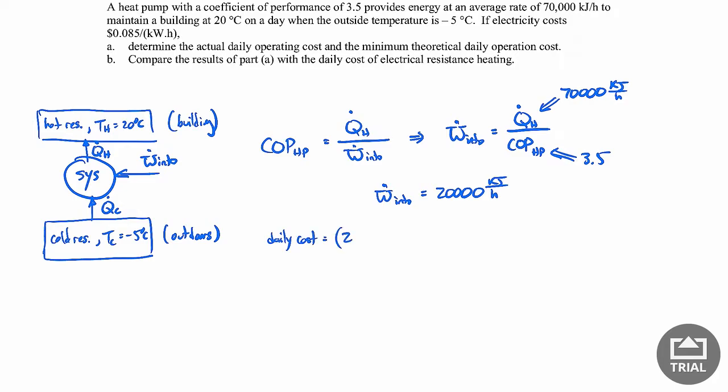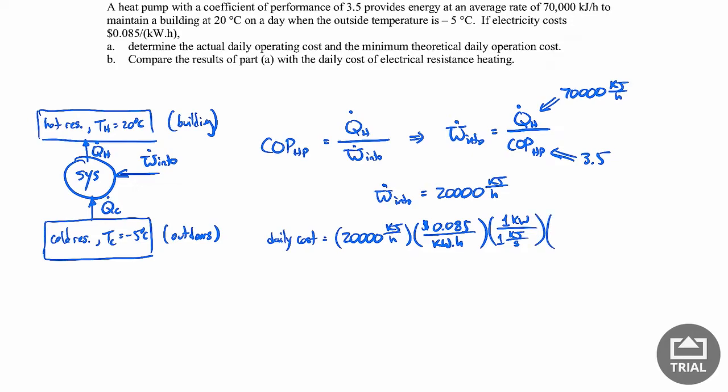It will be our power, 20,000 kilojoules per hour, multiplied by the cost of electricity, which was 0.085, so 8.5 cents per kilowatt hour. Again, kilowatt hour is a unit of energy. We're going to convert this so that we get cost per day because we want the daily cost. So there are some unit conversions that we have to do. For example, 1 kilowatt is 1 kilojoule per second.